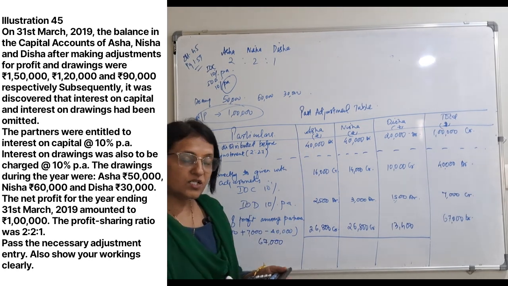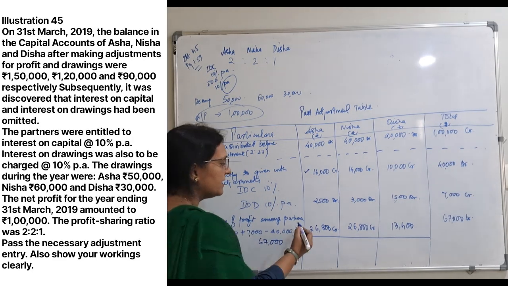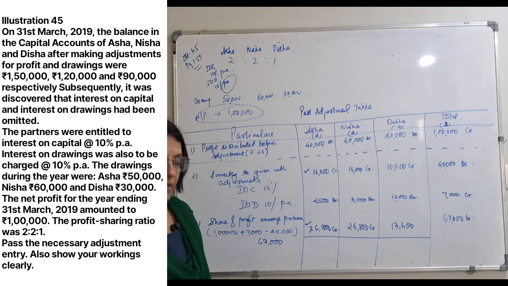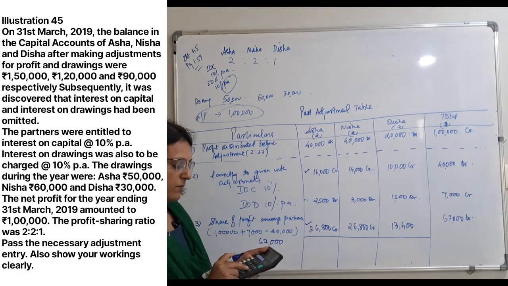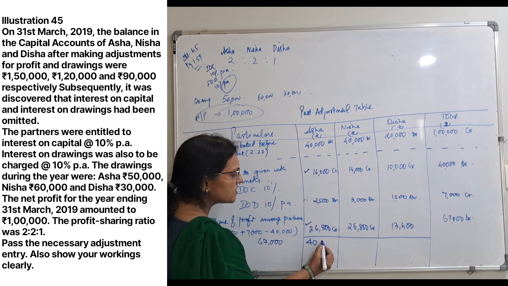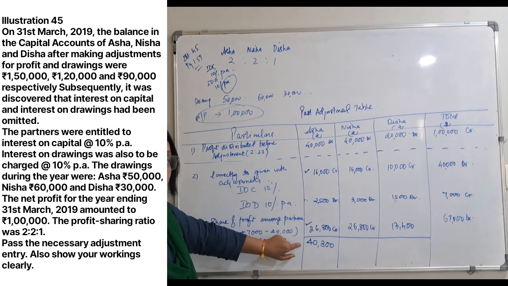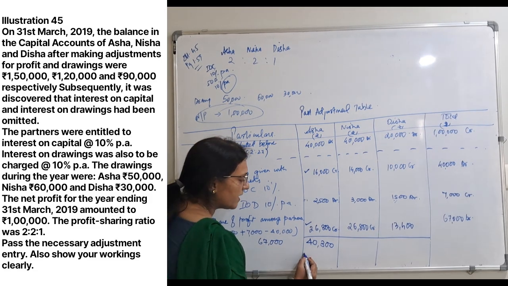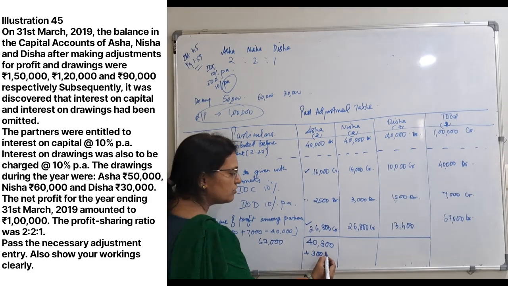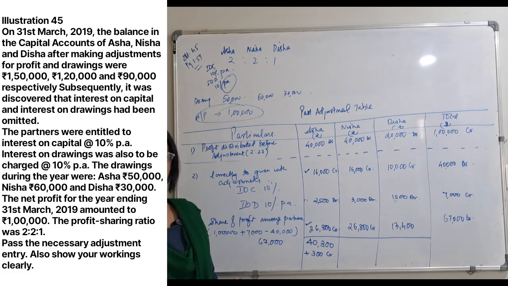Now Asha is supposed to get 16,000 as her interest on capital, plus she will get 26,800 as her share of profit, and we are going to minus from her share the interest on drawings, that is 2,500. So she will get 40,300. By mistake we had given 40,000, but she is supposed to get 40,300. Additionally, how much are we going to give her? 300. If her capital will increase, we are going to credit. If the partner receives the amount, we are going to credit.